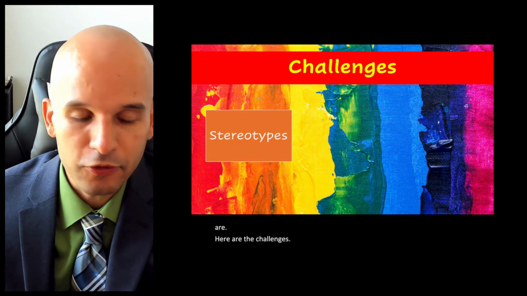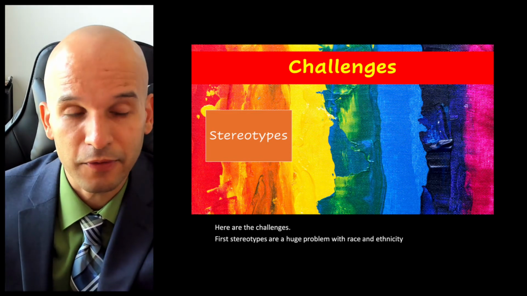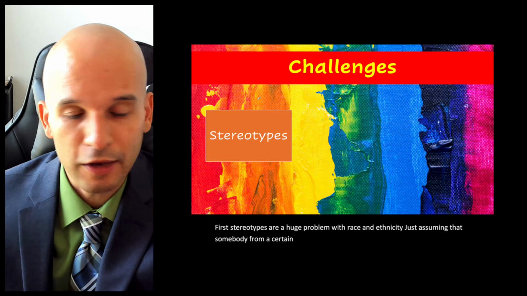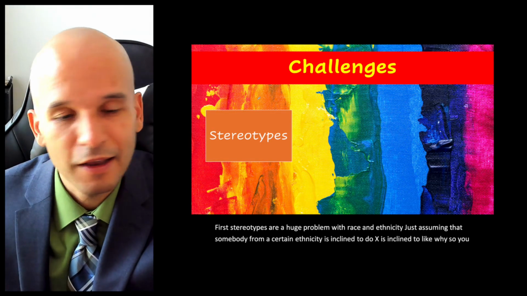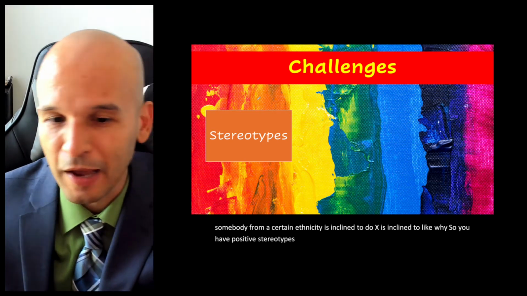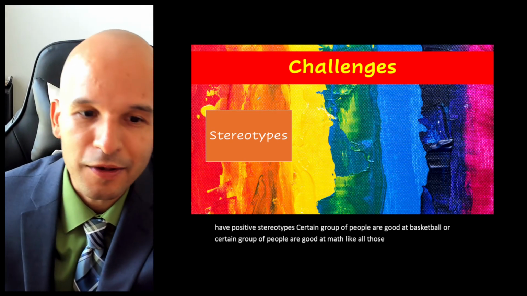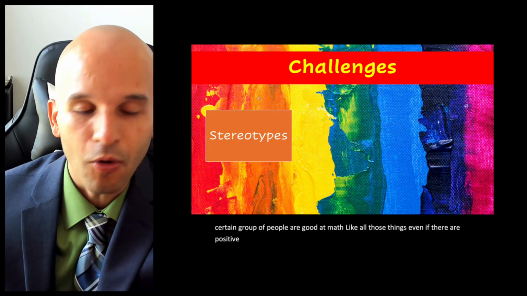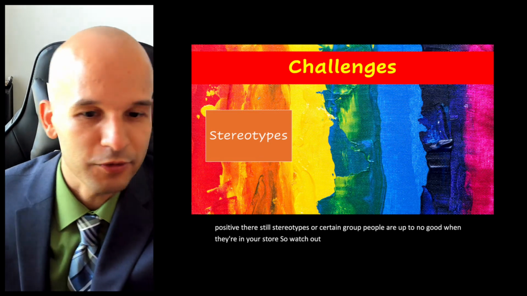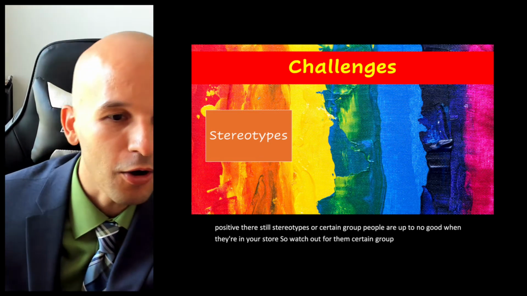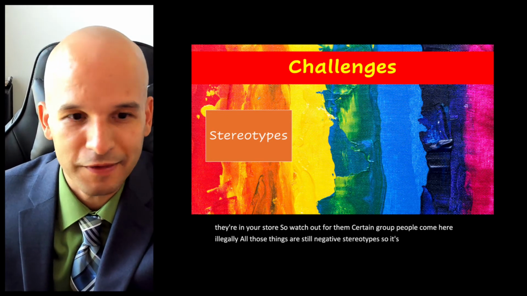First, stereotypes are a huge problem with race and ethnicity. Just assuming that somebody from a certain ethnicity is inclined to do X, is inclined to like Y. So you have positive stereotypes, a certain group of people are good at basketball, or a certain group of people are good at math. Even if they're positive, they're still stereotypes. Or a certain group of people are up to no good when they're in your store, so watch out for them. A certain group of people come here illegally. All those things are still negative stereotypes. So it's letting people have a blank slate for who they are.